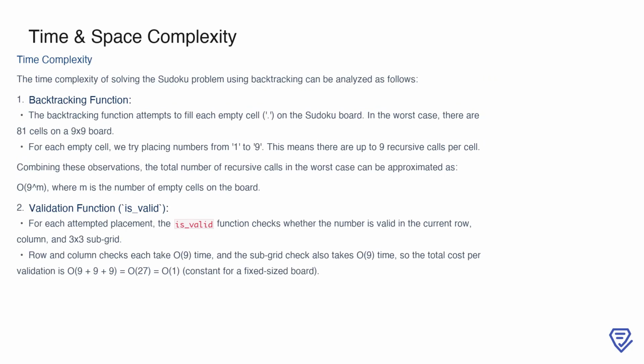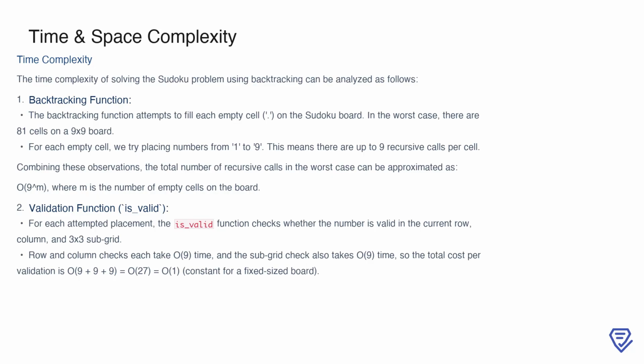To analyze the time complexity of solving Sudoku using backtracking, we start by examining the backtracking function itself. This function works by attempting to fill each empty cell on the board, and in the worst-case scenario, there are 81 empty cells on a standard 9x9 board. For each cell, the algorithm tries placing numbers from 1 to 9, which can result in up to 9 recursive calls for every cell. When we combine these observations, the total number of recursive calls in the worst case can be approximated as 9 to the power of m, where m represents the number of empty cells on the board.